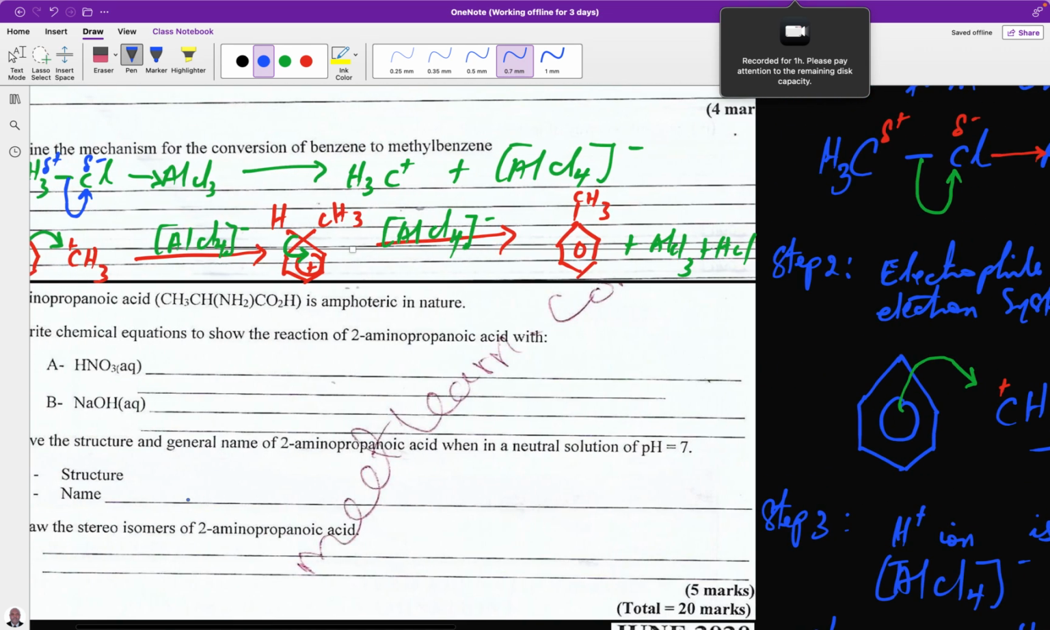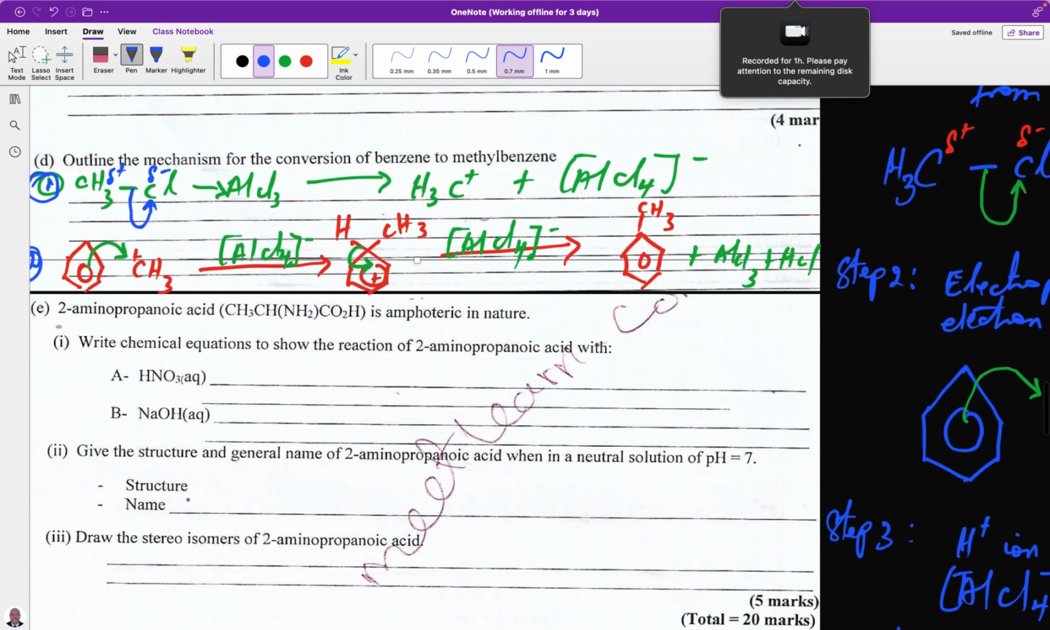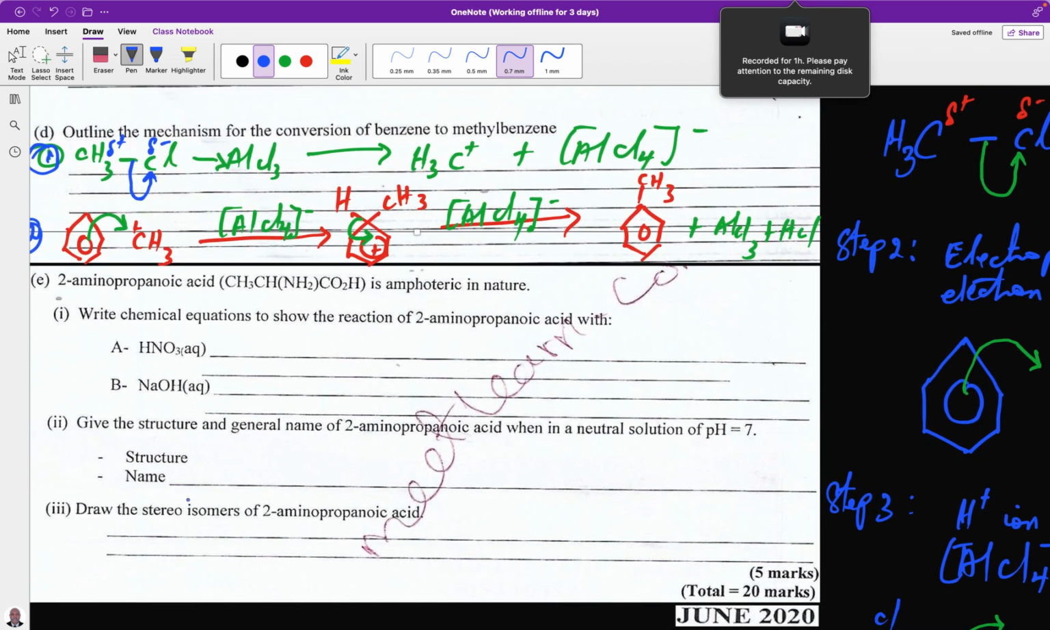But the outline is just the 3 steps. Generate the electrophile, electrophilic attack, then hydrogen ion is expelled, restoration of the ring, formation of methyl benzene.